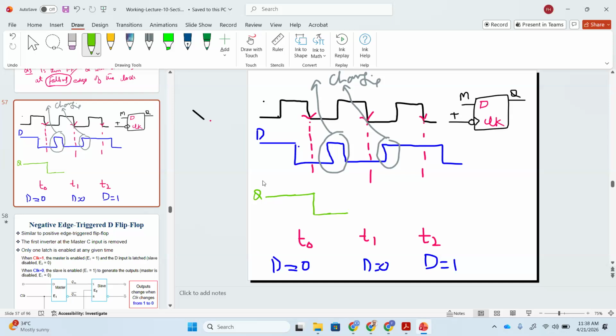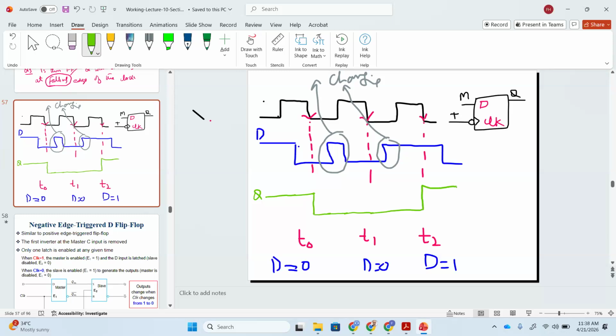Now during this time, D is changing. In the black thing, D is changing. In this small color, D is changing. But this change will not appear on the output. Q will still be 0 here because it tracks D at the falling edge. And here D is changing, but it will not appear on the output. And then the output will be 1 here.